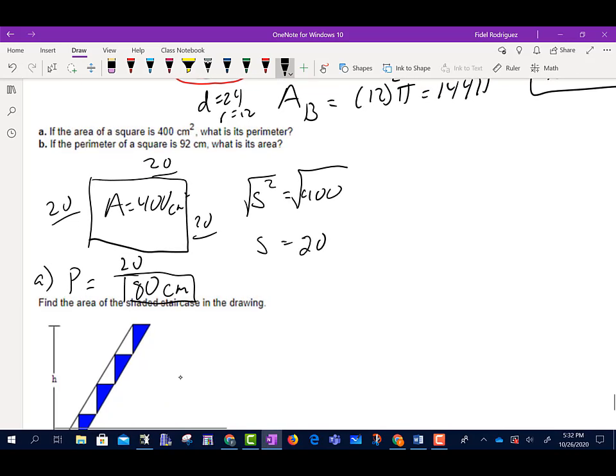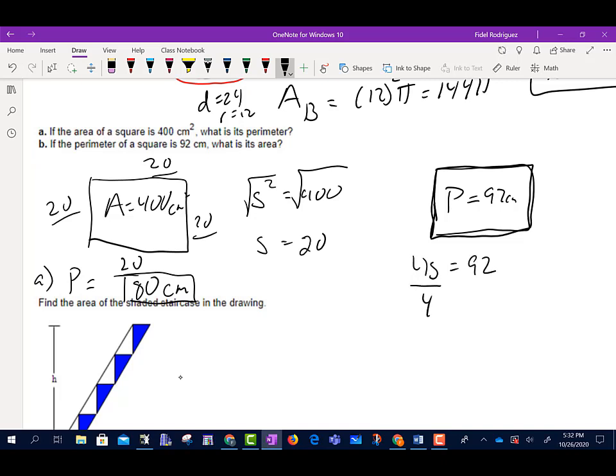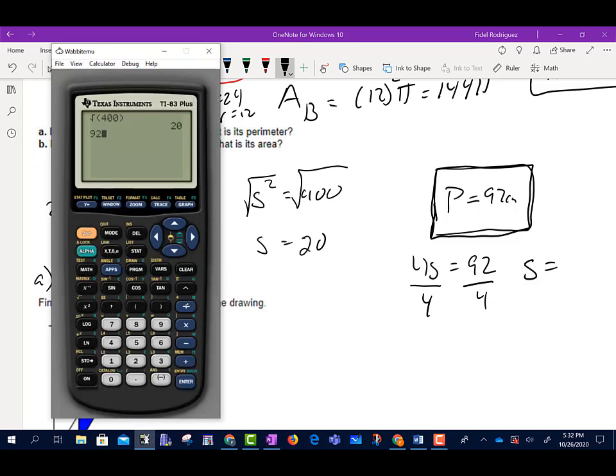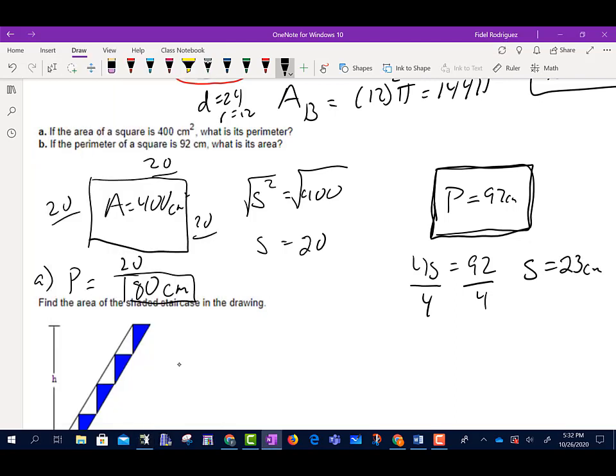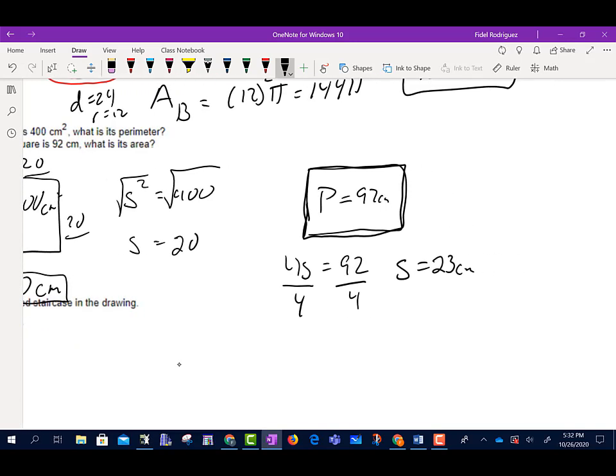Now look at part B. Part B says, if the perimeter of a square is 92 centimeters, what is the area? So here's my square. And I know that my perimeter is 92 centimeters. That means when I add up all the sides, I get 92. So if I take 4 times the side, that's going to give me 92. So when I divide both sides by 4, what's 92 divided by 4? I'm going to come up with 23 centimeters. So each side here is 23, 23, 23, 23.